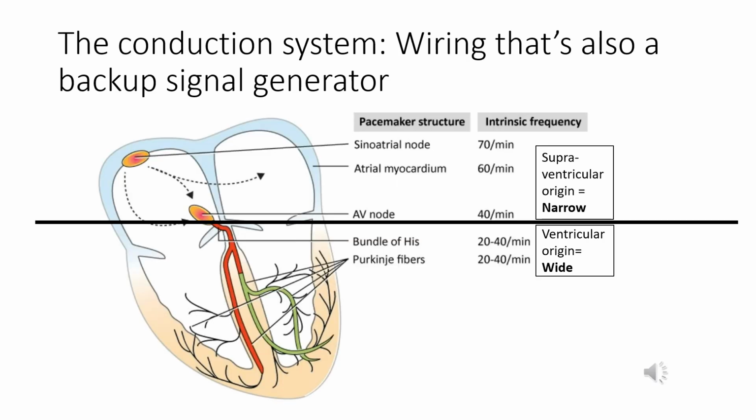The heart is a pump, and it operates based on a starter, the SA node, that sends a signal through wiring that is also capable of serving as a backup pacemaker at different levels. As we've discussed before, signals coming from below the AV node are wide, and those at or above tend to be narrow.